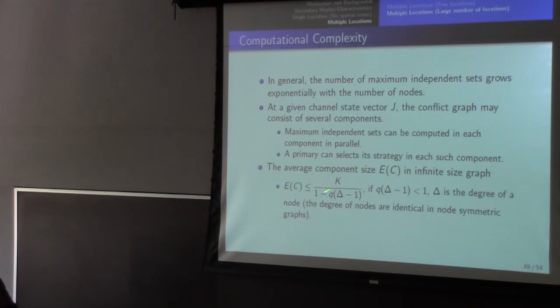Okay, so as we have seen, a primary needs to select maximum independent sets, but the maximum independent sets can grow exponentially with the number of nodes, right? But at a given channel state vector J, the graph is random because it depends on the channel state vector J, which is completely random. So maximum independent sets can be computed in each component in parallel, and then a primary can select its strategy in each such component. The important thing is what the component size will be, which bounds the computational time. So we find that the average component size in an infinite size graph depends on Q, the probability with which the channel is available, and the degree of the node.